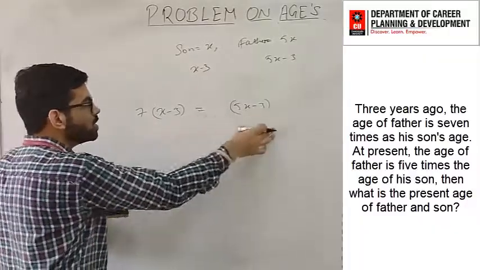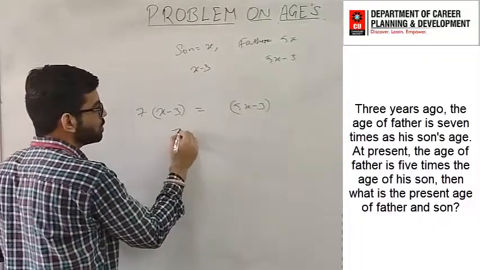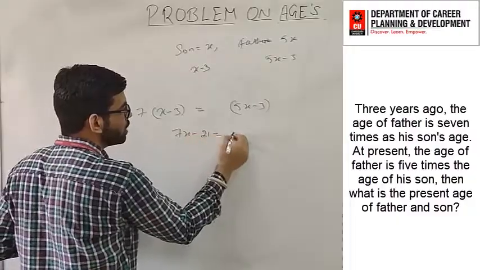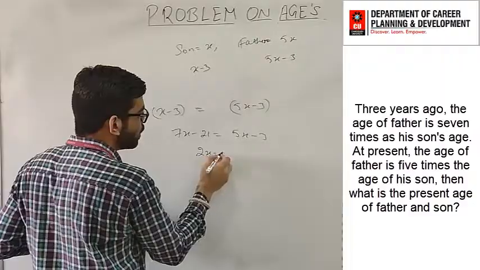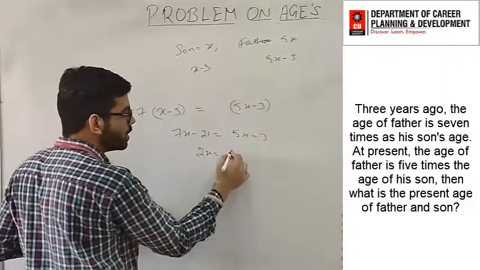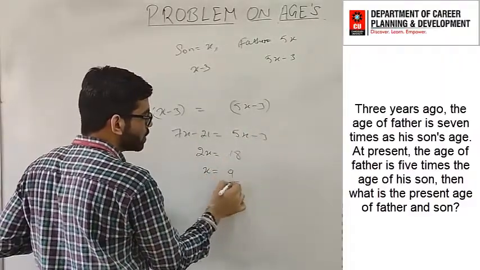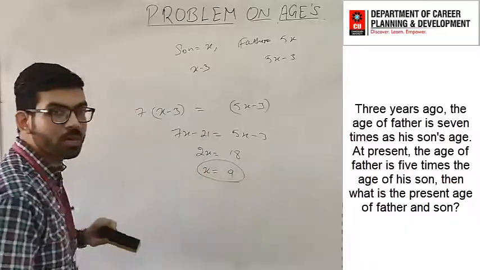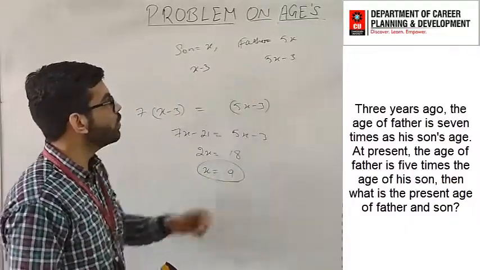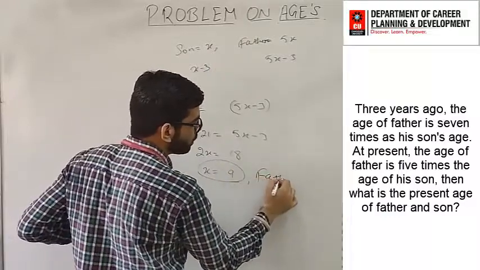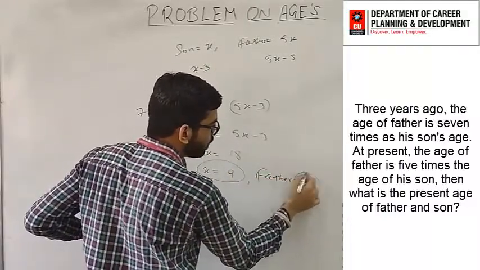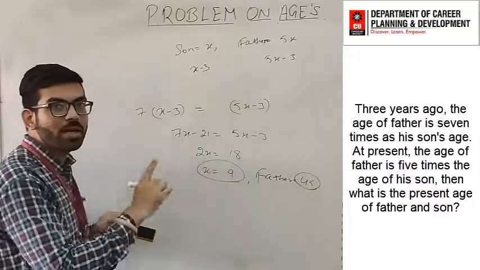So when equating these terms, we solve for the value of x. It comes out to be 7x minus 21 is equal to 5x minus 3. So from here 2x comes out to be 21 minus 3, 18. The value of x comes out to be 9. If x is 9, then the age of the son is 9, and the age of the father will be 45 years.